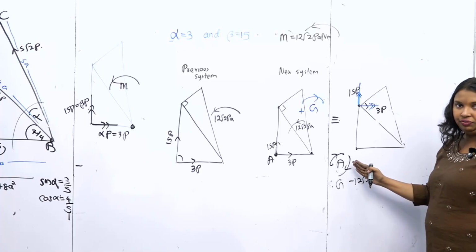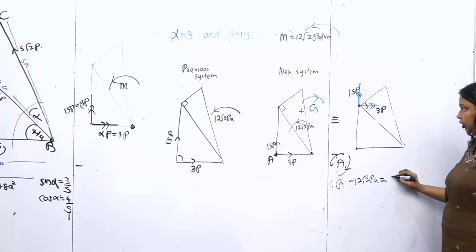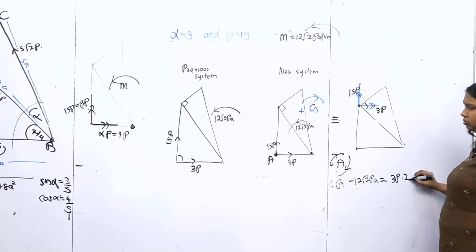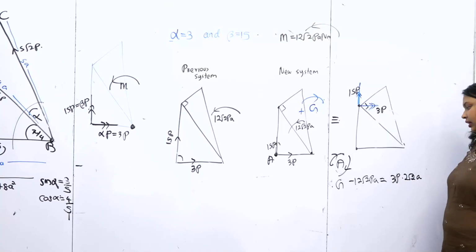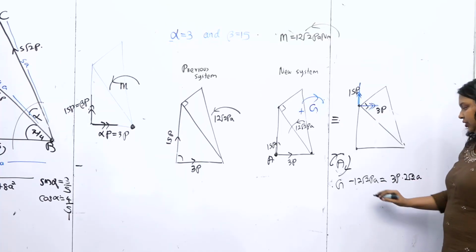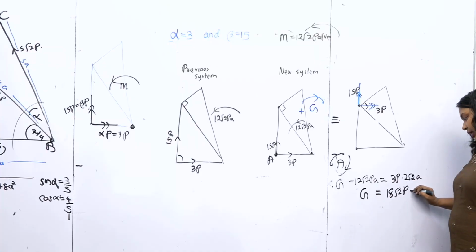Do we get moments from 15? No, we can get moments from 3p. Clear? So that will be equal to 3p into, what is this length? 2 root 2a. Yes, 2 root 2a. Can you understand? So now we can take this side and find G is equal to plus 12, and here it is 6. So plus 18 root 2 Pa.